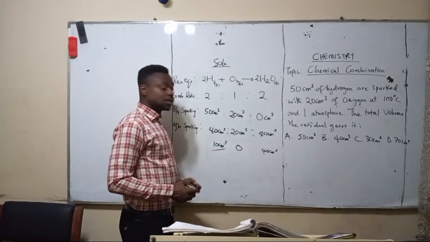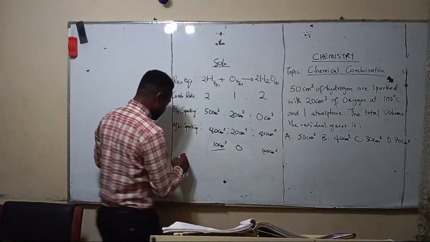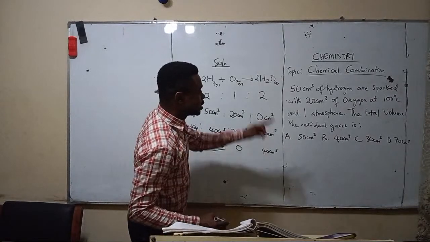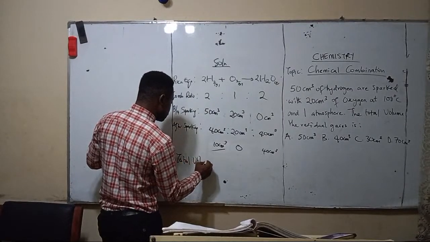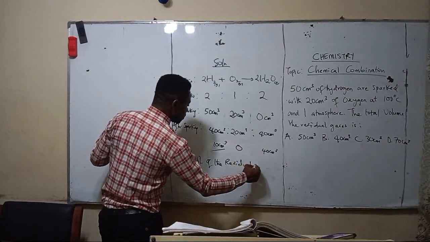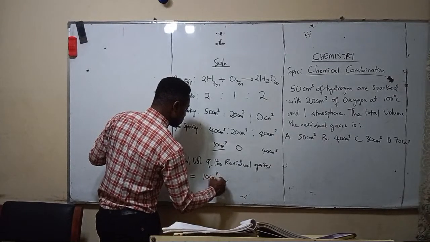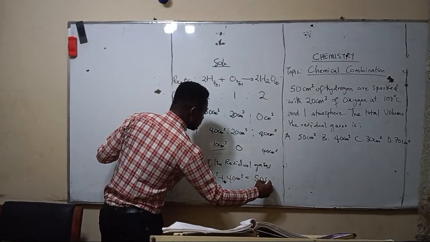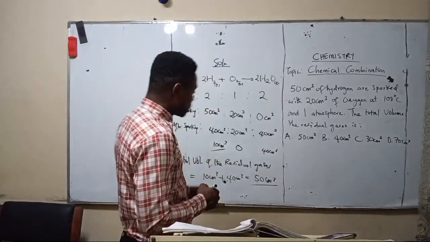Gaseous water will remain. So the total volume of the residual gases is 50. The question says total. Total volume of the residual gases will now be what? 10 cm3 plus 40 cm3, which is what? 50 cm3. So the total volume of the residual gases is what?